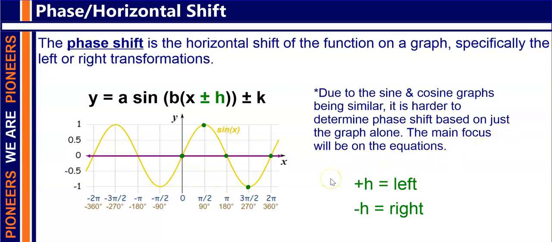Now the big thing you need to remember is that if the h value is positive, it is the left transformation, and if it's negative it goes to the right side. And don't forget that these h values are based off the x values, and we're primarily using radians. So that's why I don't expect the h to just be regular numbers. It'll be in the form of something like pi.